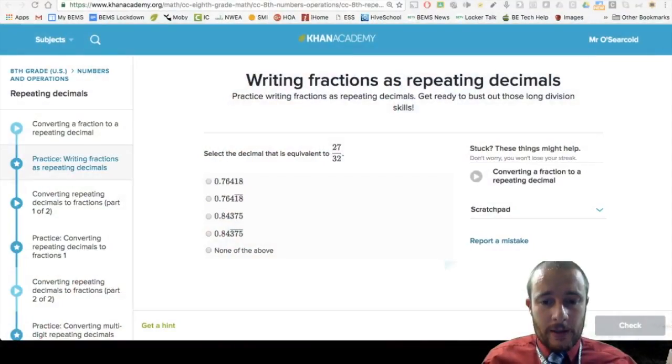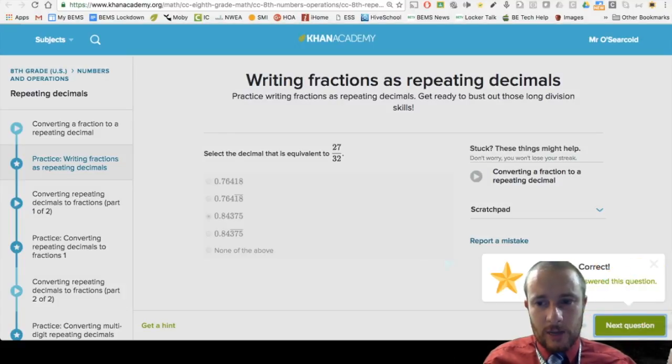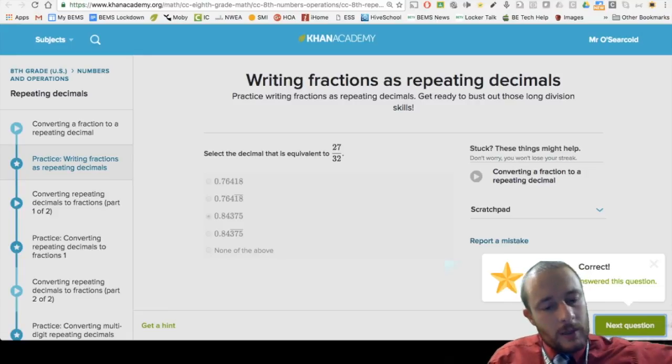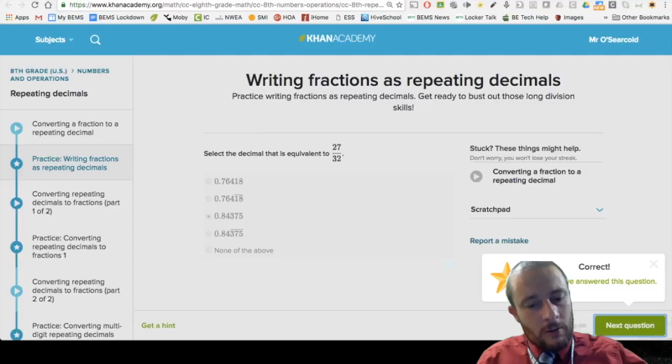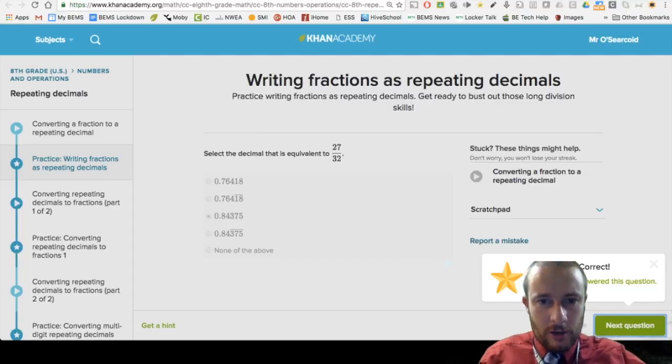So I'm going to go straight back to my Khan Academy, and I'm going to put in that answer. There's my 0.84375. I'm going to check that answer. Look at that. Awesome, I got it correct. Now here's what I should do next. Shift, Control, Command, 4. Ooh, there's crosshairs.